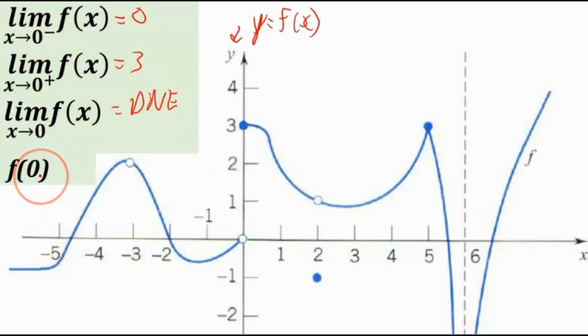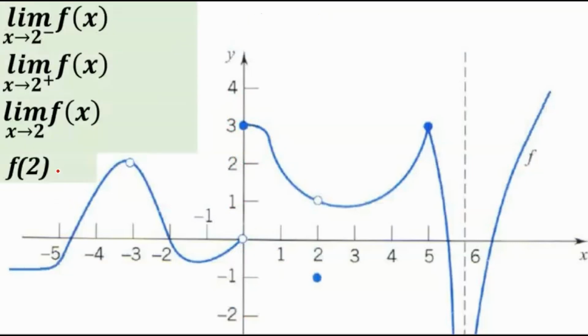What's the value of the function when x equals 0? We'll plug in x equal to 0. It's not this one because this is an open hole, so it doesn't exist here. It exists right here. So when x equals 0, the value of the function is 3. All right.